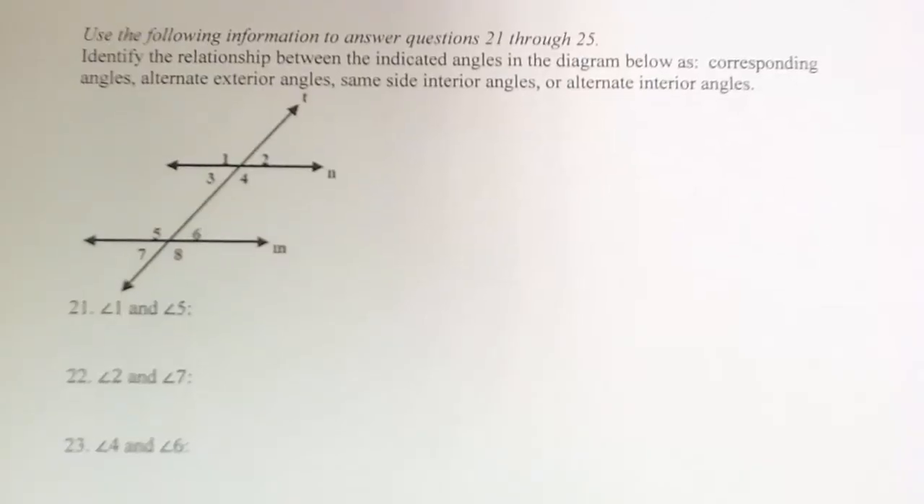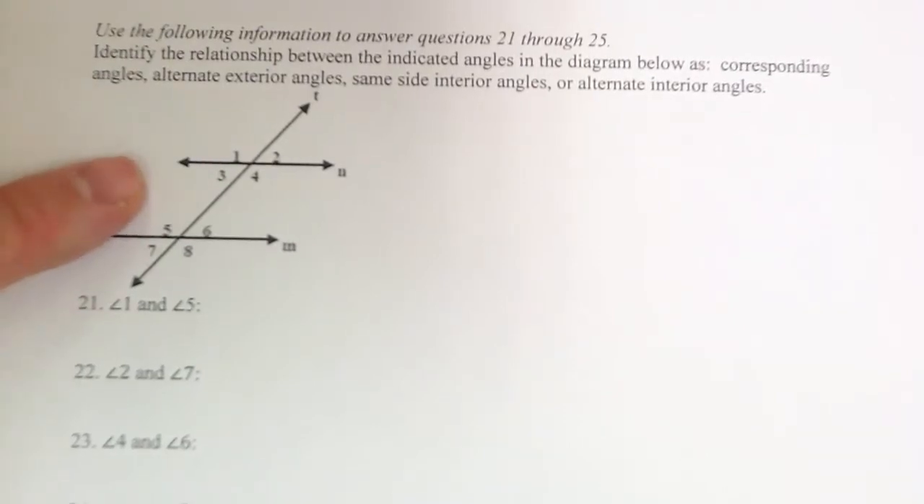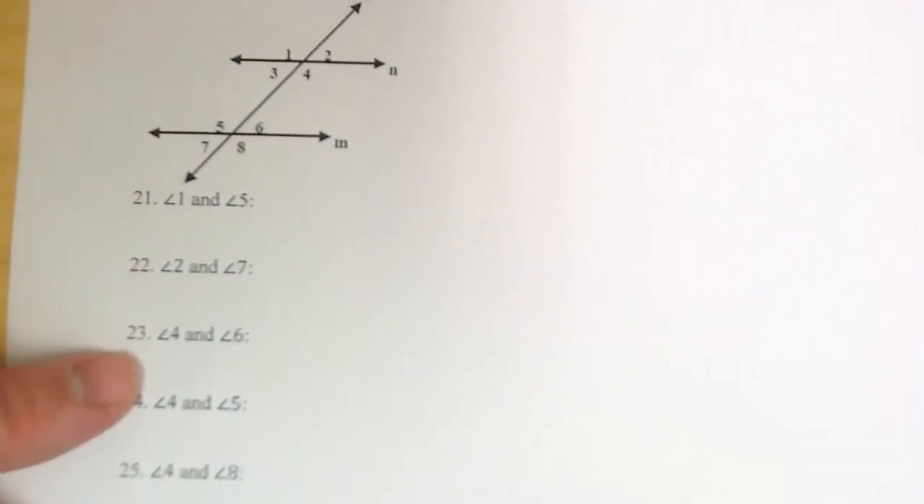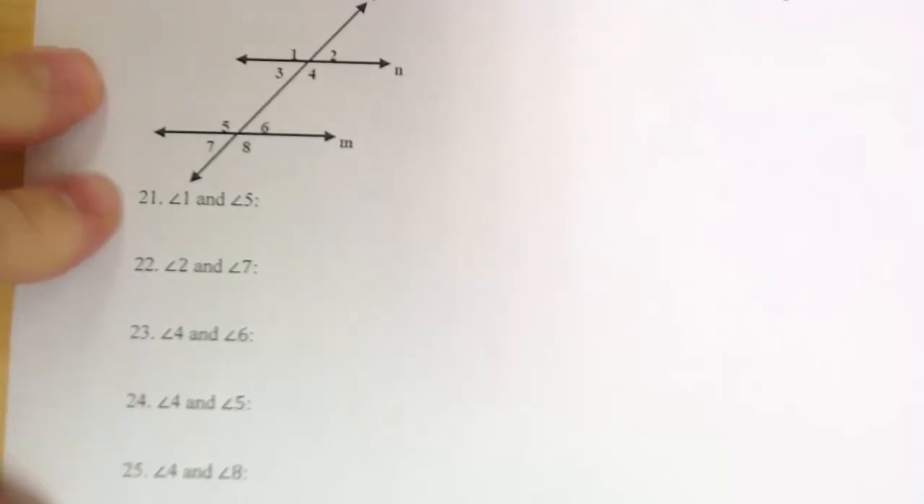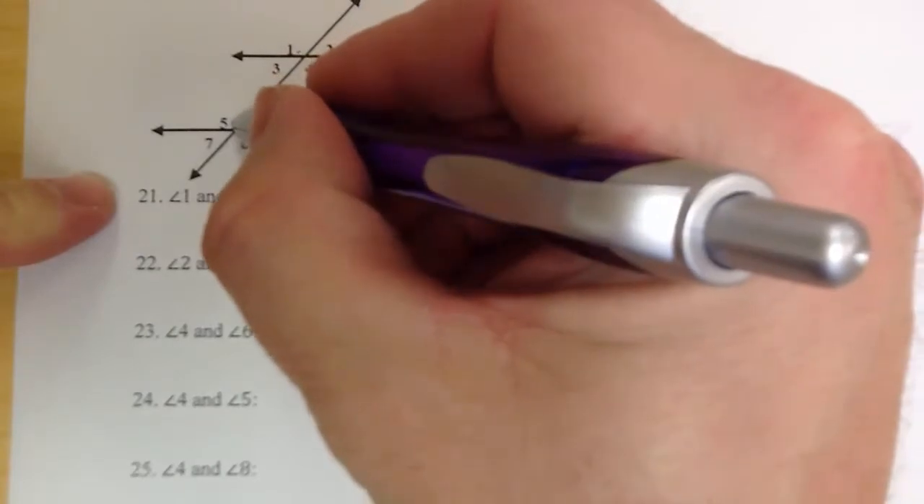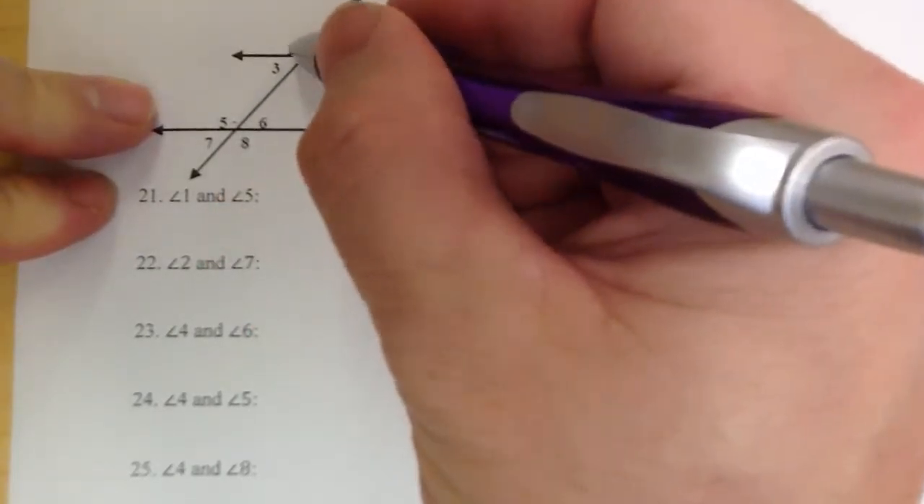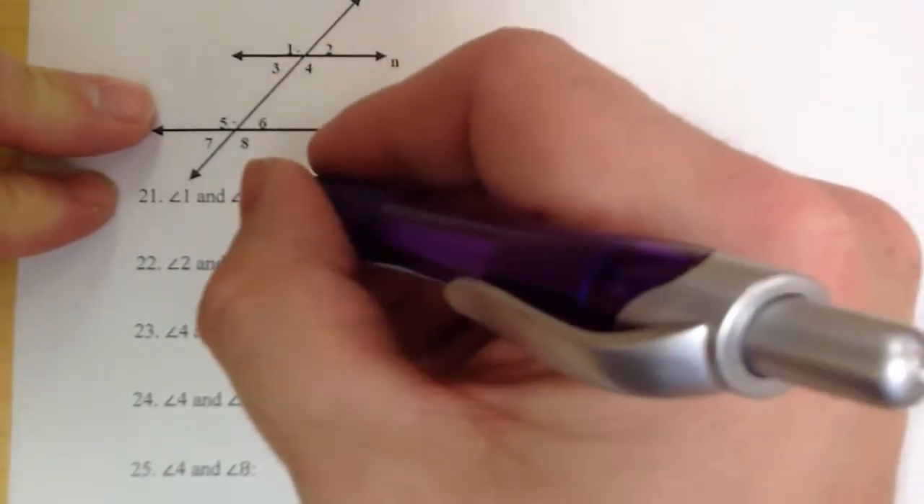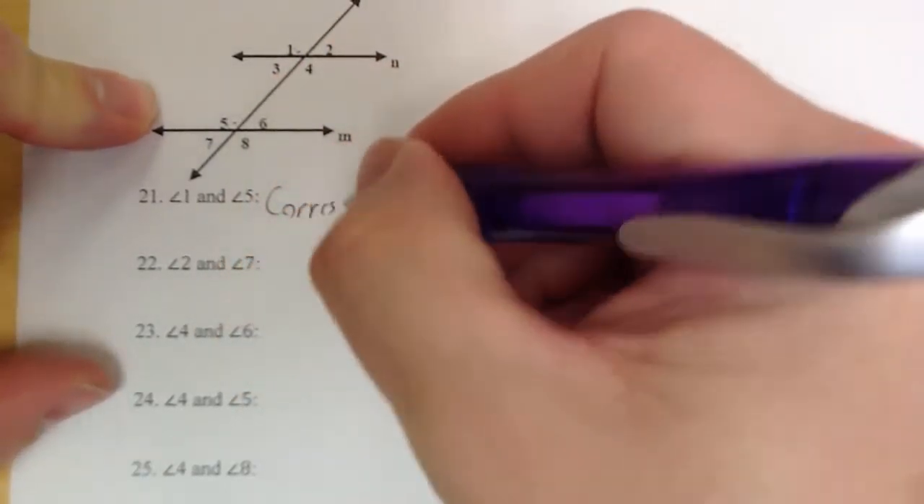All right, so for this question, we're going to use this diagram and determine what these angle pair relationships are for 21 through 25. Okay, so for question 21 and 25, we have angle 1 and angle 5. Since one is on the outside of my parallel lines, or on my 2 lines, and the other one's on the inside, these are corresponding angles.